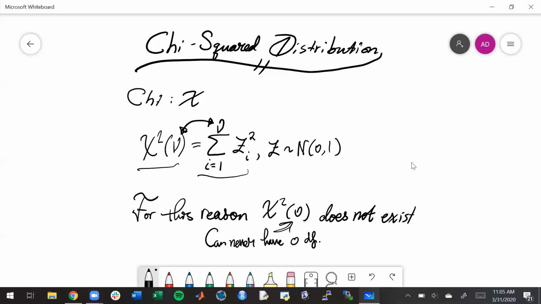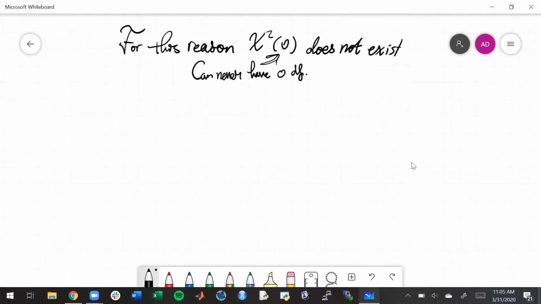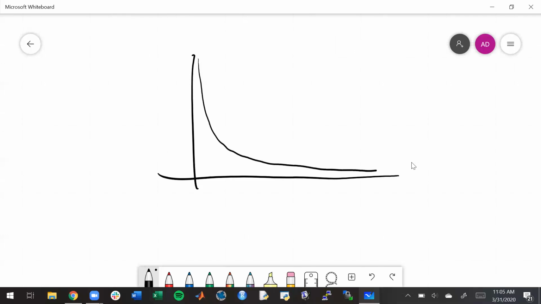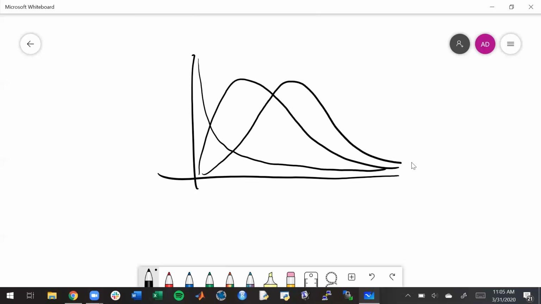And so this Z_i here and this Z here, these should be fairly familiar. The only thing new right here should be this chi-squared. And so if you want some pictures of what a chi-squared looks like, it ranges. So when you have a chi-squared of 1 degree of freedom, it looks like that. When you have about 2, it looks like that. And as the degrees of freedom increase, it looks more and more normal.